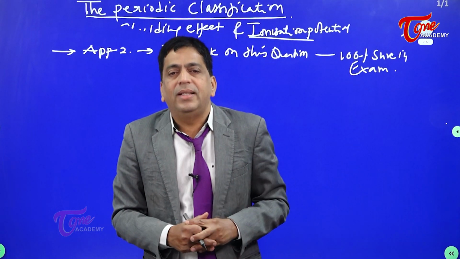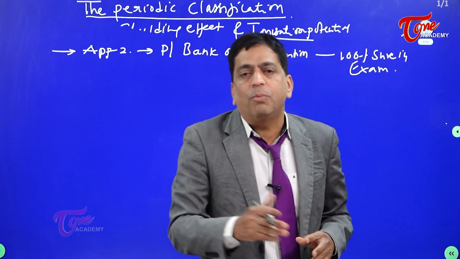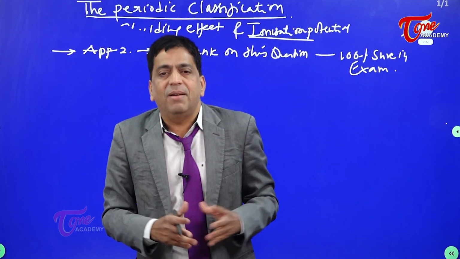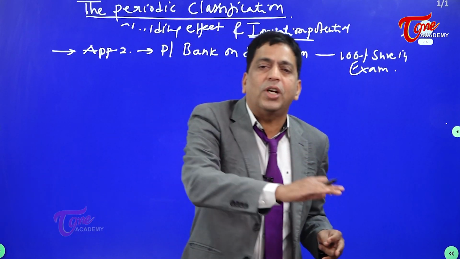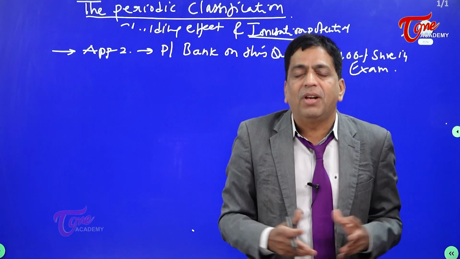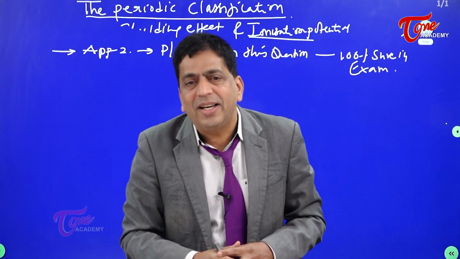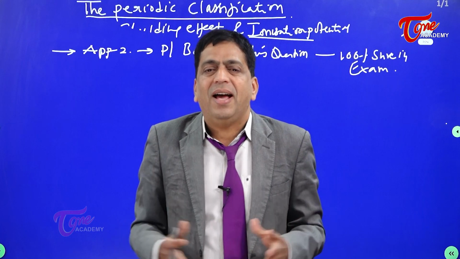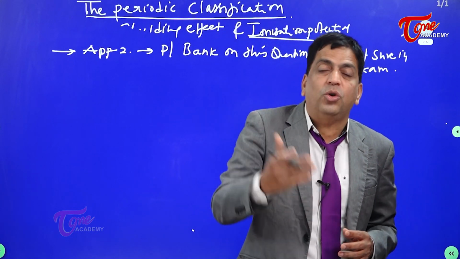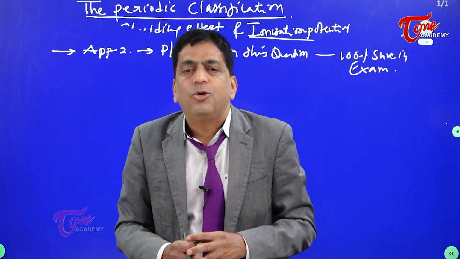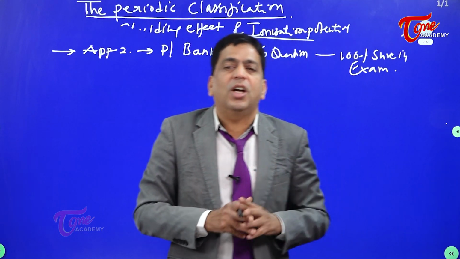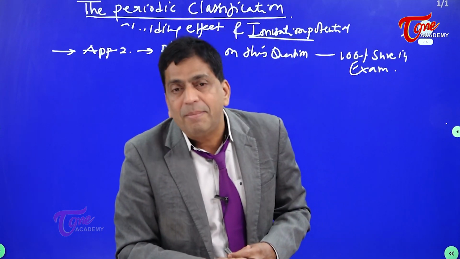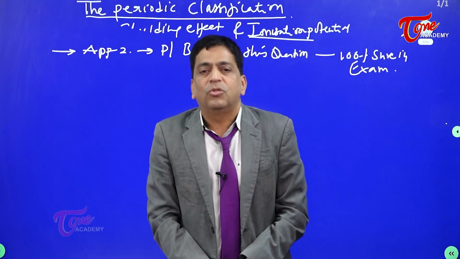For example, lithium has 1 electron in the outermost shell, so it belongs to the first group. Beryllium will have 2 electrons in its outermost shell, so it belongs to the second group. Aluminium will have 3 electrons in its outermost shell, so it belongs to the third group. Carbon has 4 electrons, so it belongs to the fourth group. Similarly, the total number of electrons present in the outermost shell indicates the group number of that particular element. You must understand that. Right?